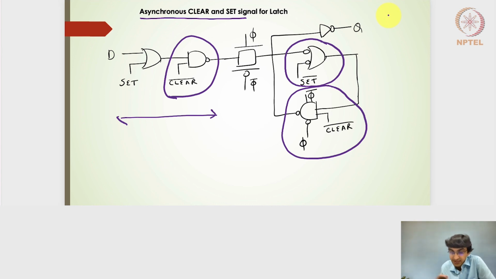Right. So this completes the asynchronous control signals for the latch designs as well as the flip-flop designs. And in this particular lecture, we actually looked into incorporating the asynchronous control signals such as the clear and set signals for our latch and then the flip-flop designs.